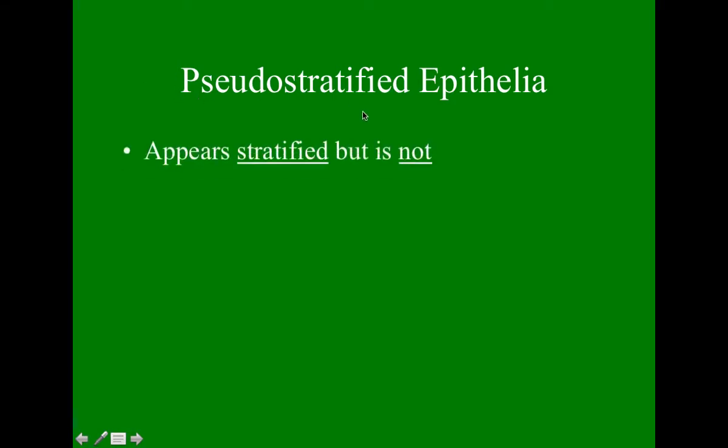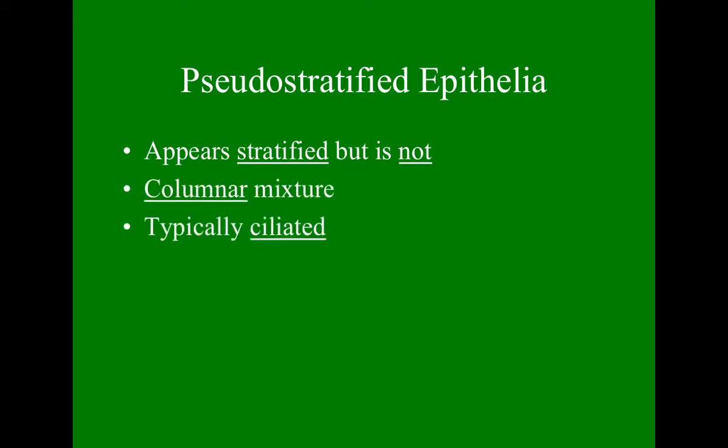So this is epithelial tissue that looks stratified, but when you actually really take a good look at it, it's not. It is typically a mixture of columnar cells that have cilia on them. And that actually creates the full name, which is Pseudostratified Ciliated Columnar Epithelium. It's kind of a mouthful, but it's really the only really weird oddball out there.